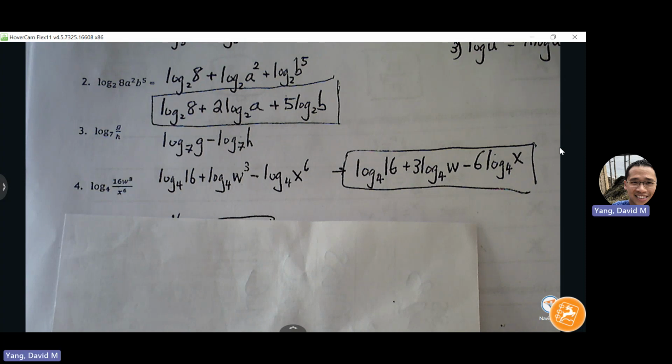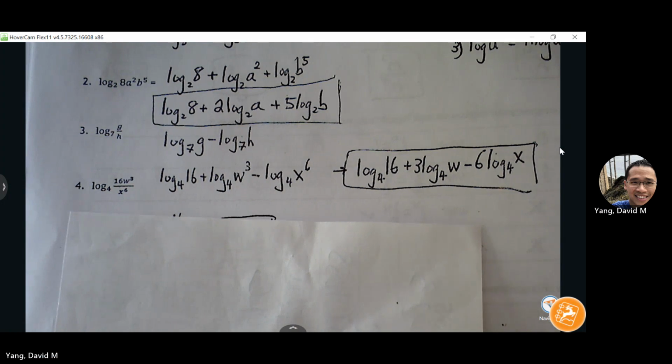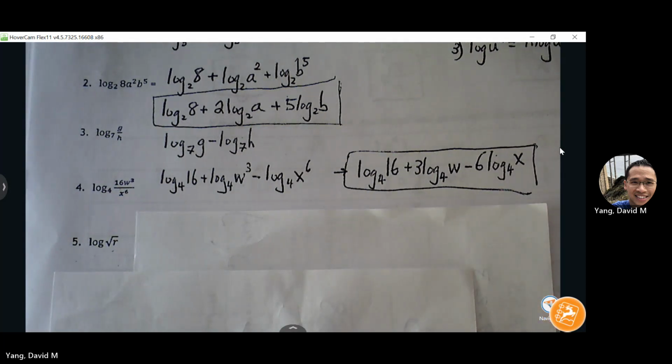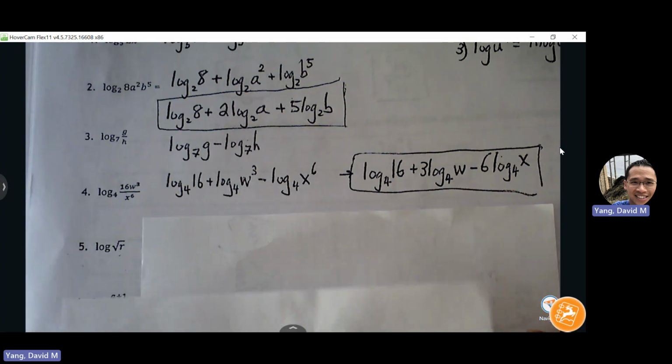Okay, try number 5. The root of r is the same thing as r to the 1/2. Just bring that 1/2 down in front. There's not much more we can do beyond that.